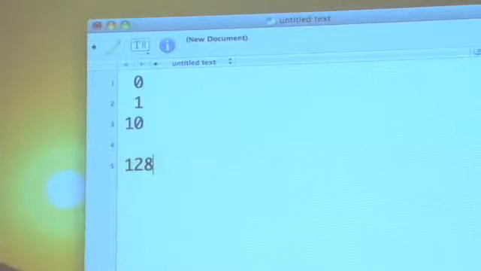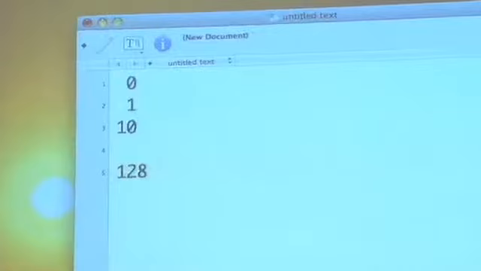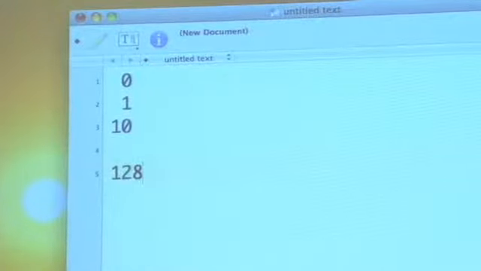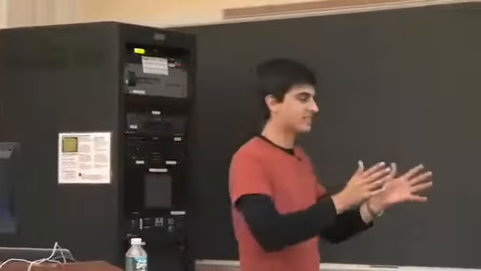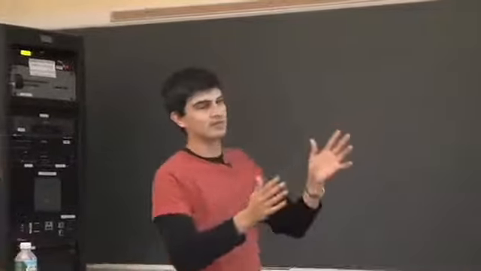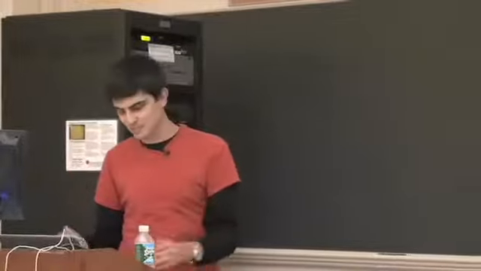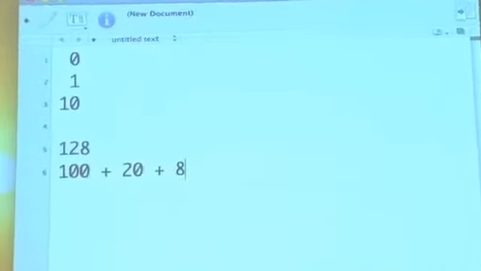128. Now we know what this is intuitively because we've learned how to count in base 10. But if we go back, and I'm not doing this to say that you are stupid, because I know you're not, I'm just trying to break this down for you. This is going to sound very elementary, but we have 3 places. We have the hundreds place, 100, then a tens place, 2 of the tens place, and then a ones place.